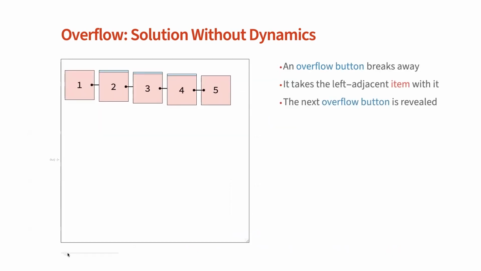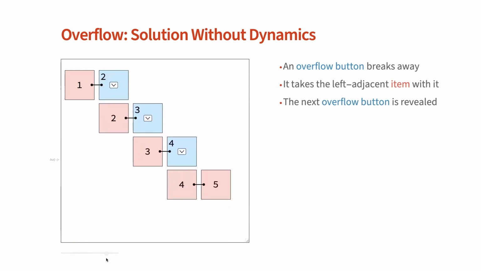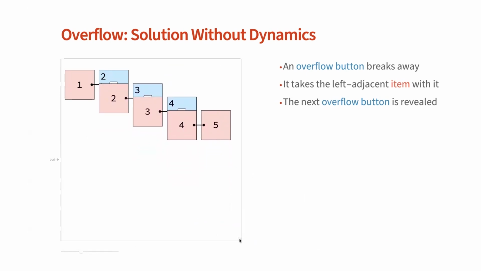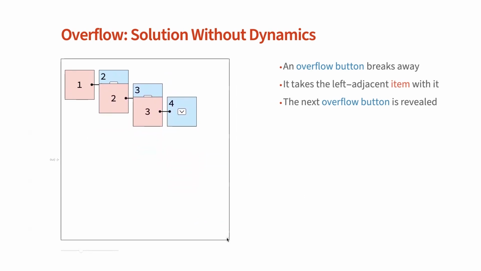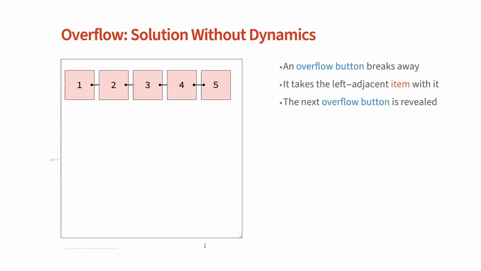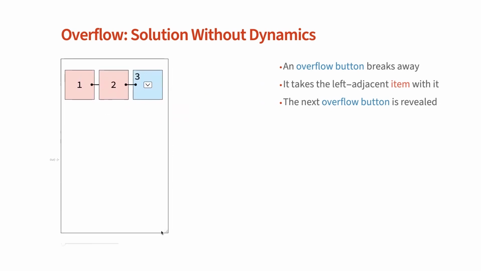I'll explode this vertically so we can see what's going on. If I half hide this and go through that again, I'm going to drag this in. 5 is going to line break away and take 4 with it. That's going to reveal the first overflow button, and so on and so forth. If I completely put that back, that's the behavior that we wanted.